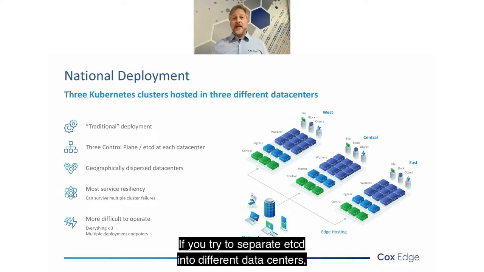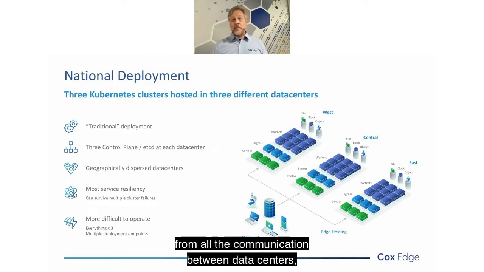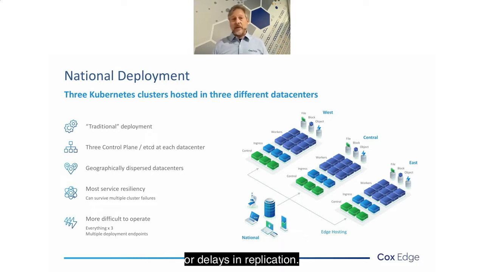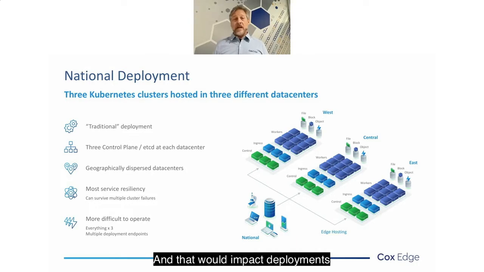If you try to separate etcd into different data centers, you can see issues with network latency. You could have issues with egress charges from all the communication between data centers, or you could see longer lead times for quorum consensus, or delays in replication. And maybe most importantly, if you lost quorum to a heartbeat timeout, you could get the split brain, where multiple etcd nodes have elected themselves as leaders and no one is sure which one is the source of record. And that would impact deployments and auto scaling and resiliency.